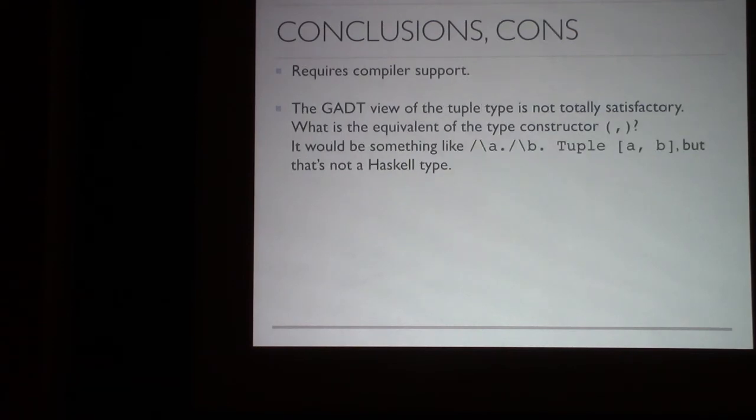So the bad thing is, of course, that it requires compiler support. And if you wanted to think of it as a GADT, it doesn't quite work. So what if you wanted just a type constructor for comma? You can't write that down. It would be like having a capital lambda A, capital lambda B, tuple AB. So that would mean that you couldn't make any instances for, say, pairs of foldable, which would be a good thing. But generally, it's a bad thing.